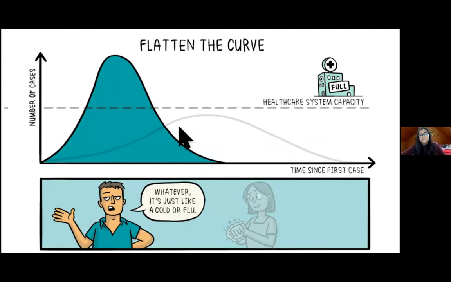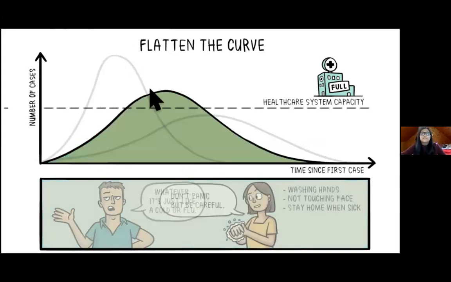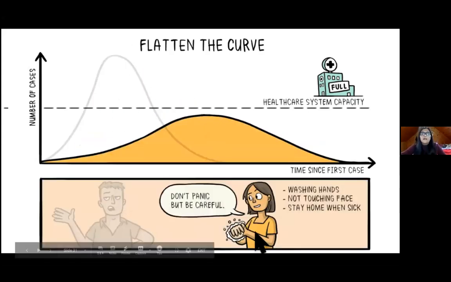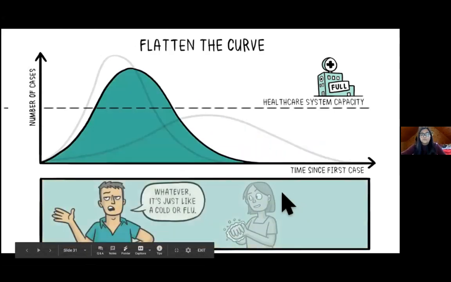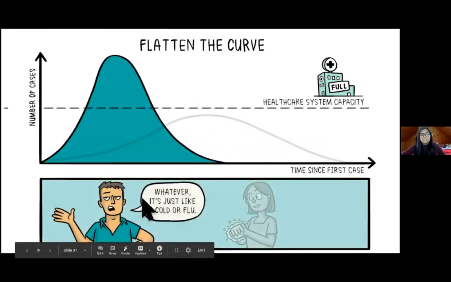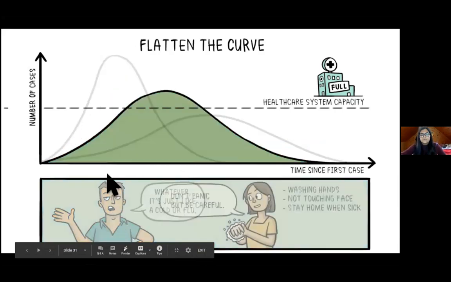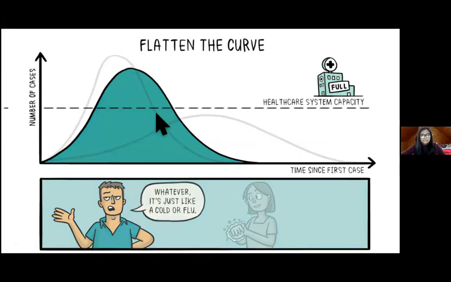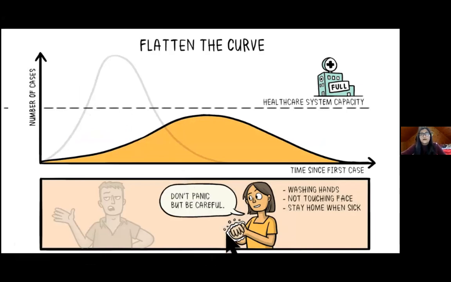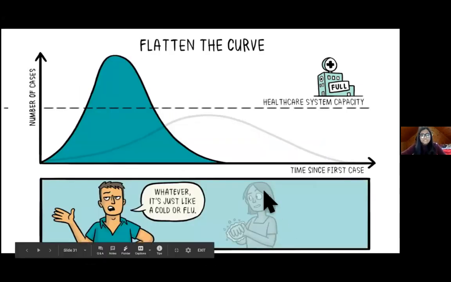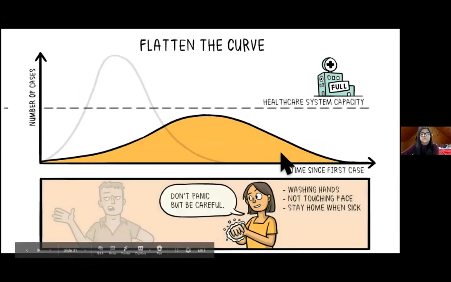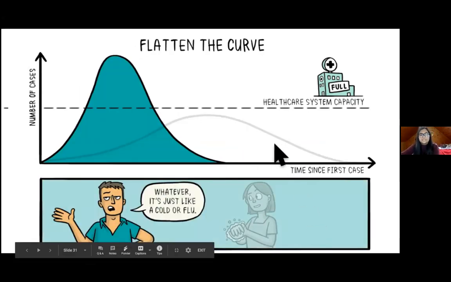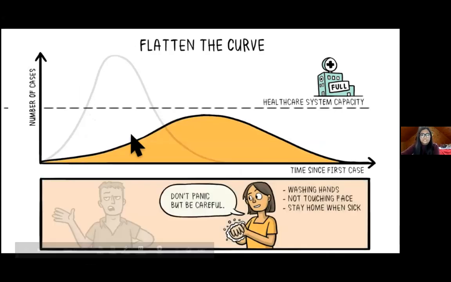A lot of the times, when it comes to disease and pandemics, our attitude plays a big role. As you can see with this person, he is very ignorant and he just states, oh, it's like a cold or flu. And obviously the peak would be much higher and there would be a higher number of cases, while if you don't panic, but you do take cautionary measures such as washing your hands and not making direct contact, the peak is much lower.